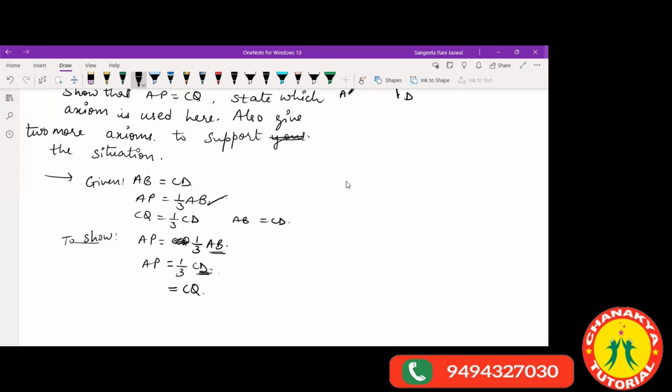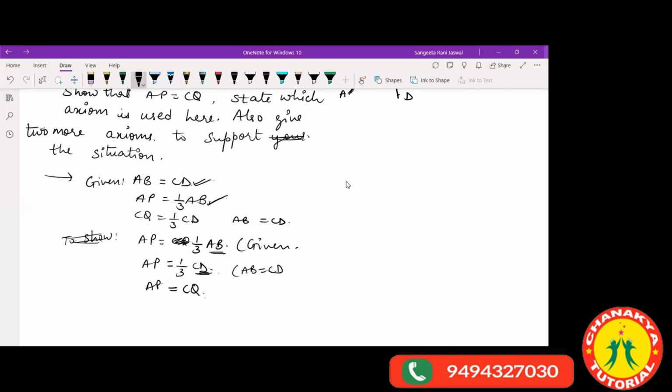See, this part is given to us. AP is 1/3 of AB. And we also know that AB is equal to CD. So we can write AB is equal to CD, just replacing this AB with CD. And 1/3 of CD is CQ. So that means AP became equal to CQ.